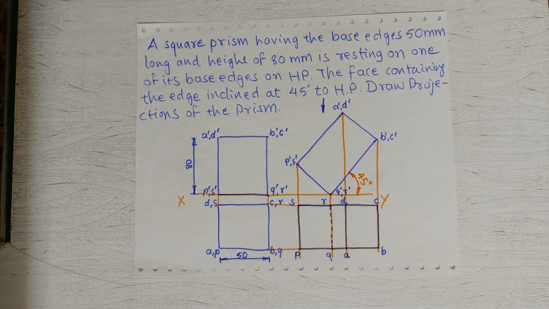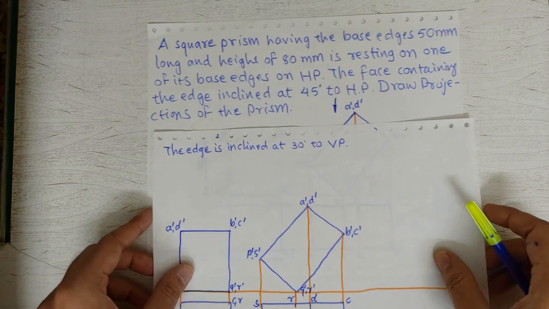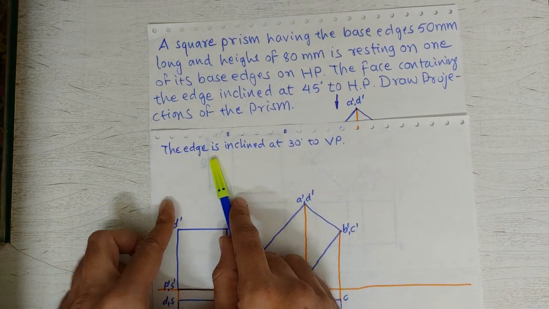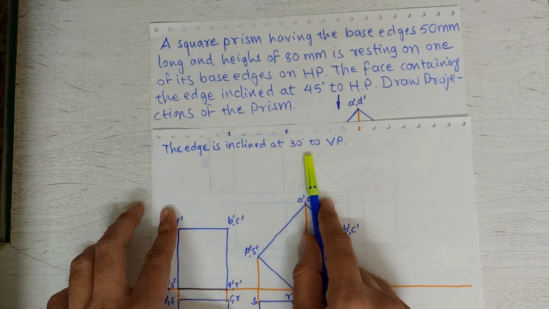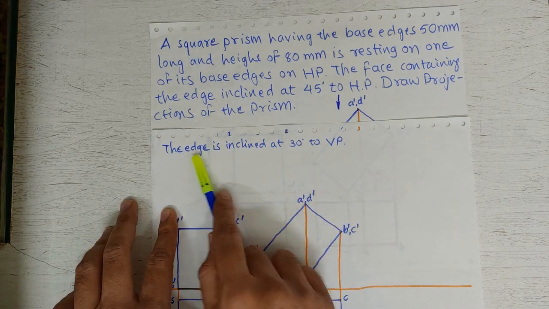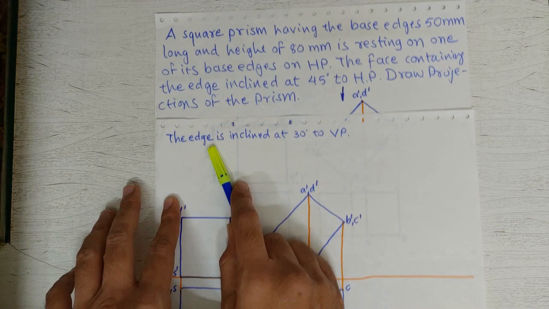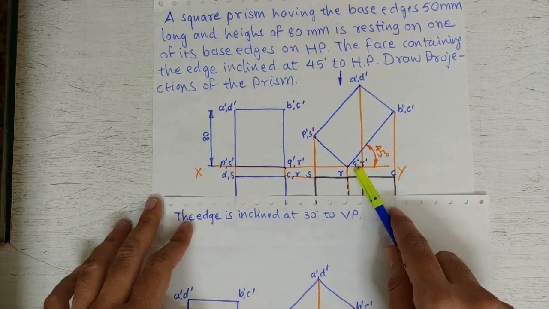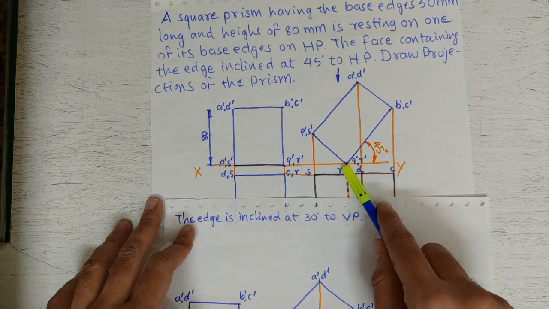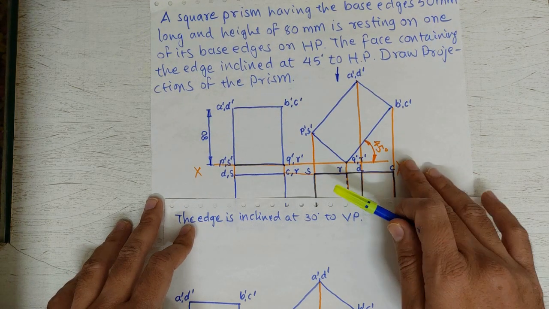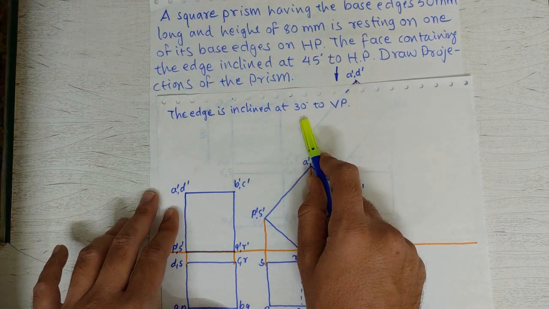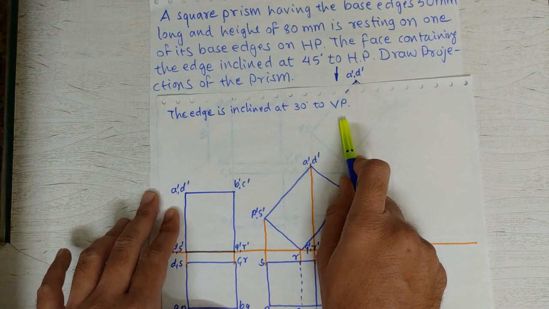Now let's add one more condition to this problem statement, and that condition is that the edge is inclined at 30 degree to VP. That means the edge which we have kept on HP during this solution, that means QR, that particular edge is having inclination of 30 degree to VP.